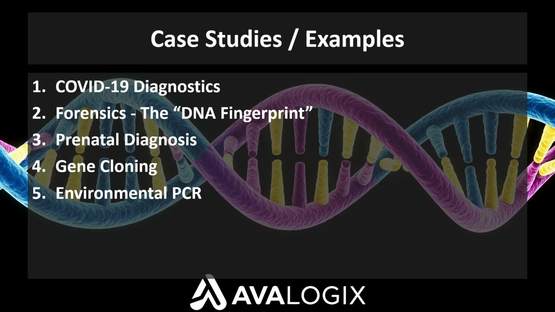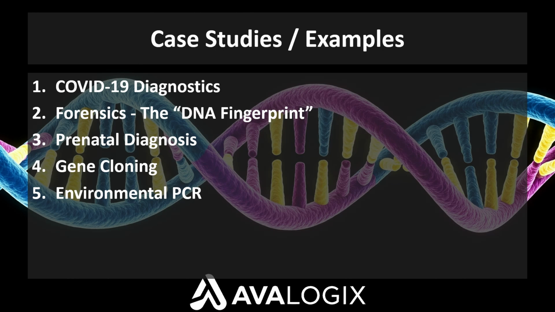PCR's impact is not just theoretical, it has made tangible changes in science and society. Let's walk through a few case studies. COVID-19 diagnostics. In 2020, RT-PCR became the global standard for detecting the SARS-CoV-2 virus. Nasopharyngeal swabs were collected, RNA was extracted, reverse transcribed to cDNA, and PCR was used to detect viral genes. The test had high sensitivity and became a public health cornerstone.